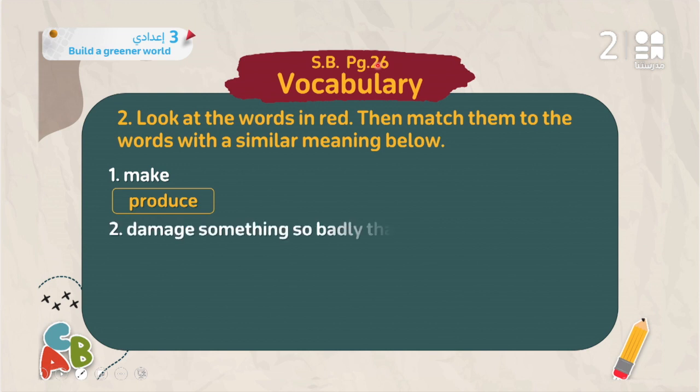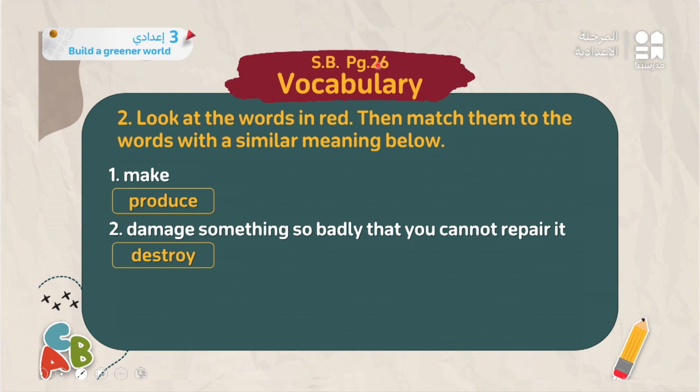Make is to produce. Damage something so badly that you cannot repair it. Damage يدمر حاجة. هي الأيرون woman wanted to destroy the factory. كانت عايزة تدمر المصنع. So damage something is to destroy it. Very big. Something that is huge or very big is enormous. The iron woman is enormous. ضخمة. كبيرة جدا يعني أو ضخمة.